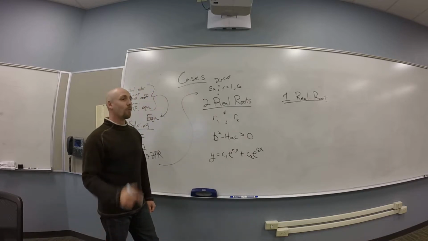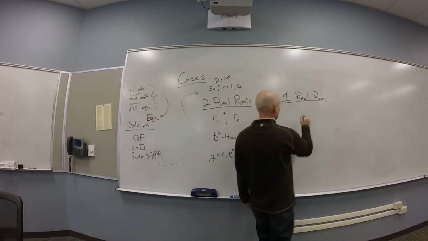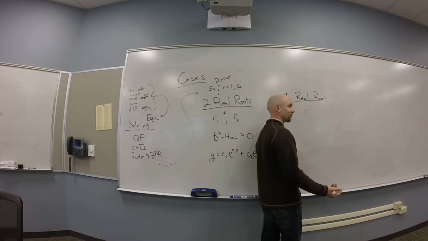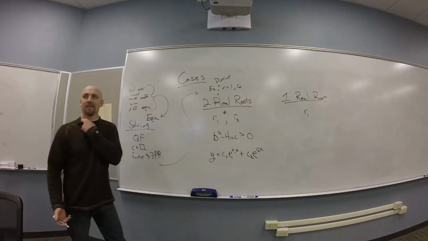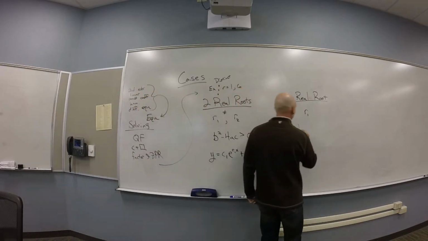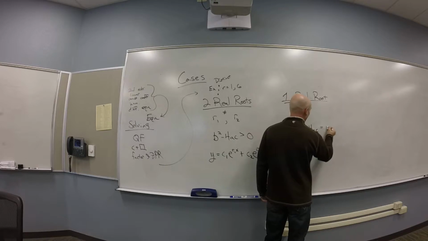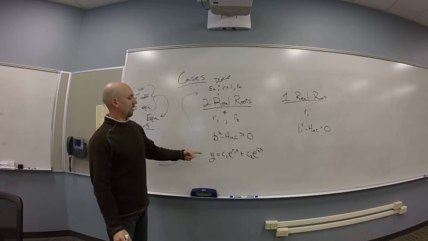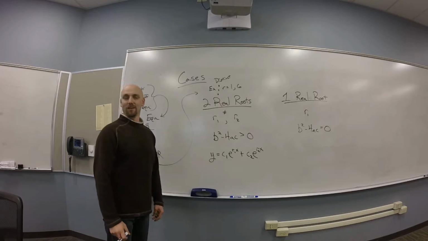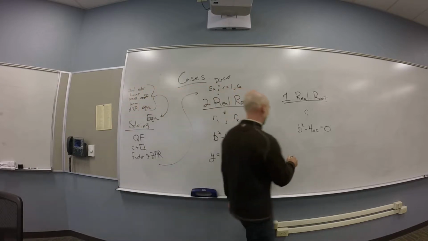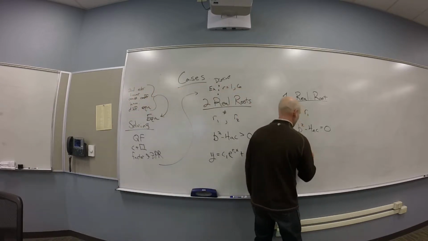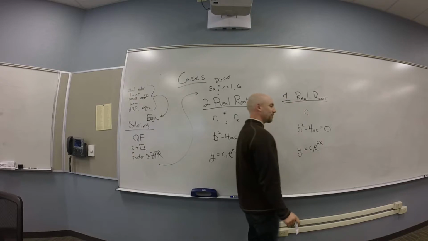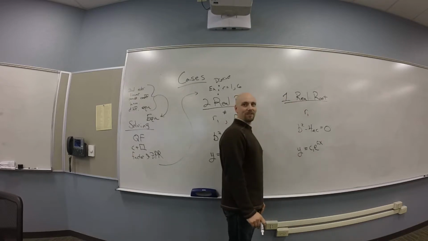Okay, so if you have one real root, that would be R1. Okay, what does that tell you about the discriminant of your quadratic equation? Yeah, it was 0. That's when b squared minus 4ac equals 0. What do your solutions look like? So this one's definitely in there: C1 e to the R1x should definitely be in there.